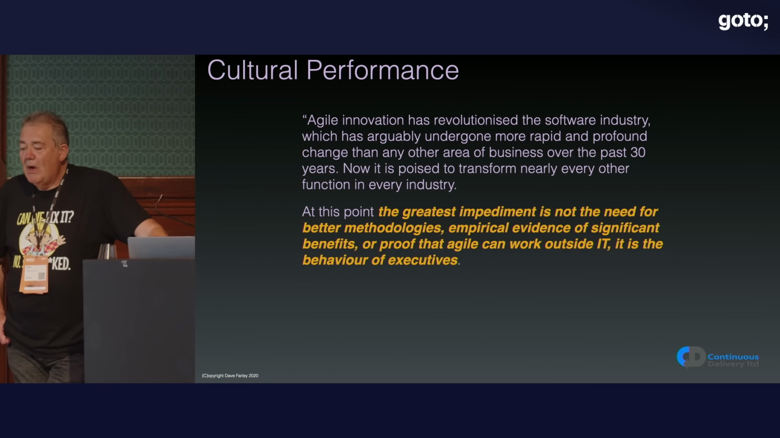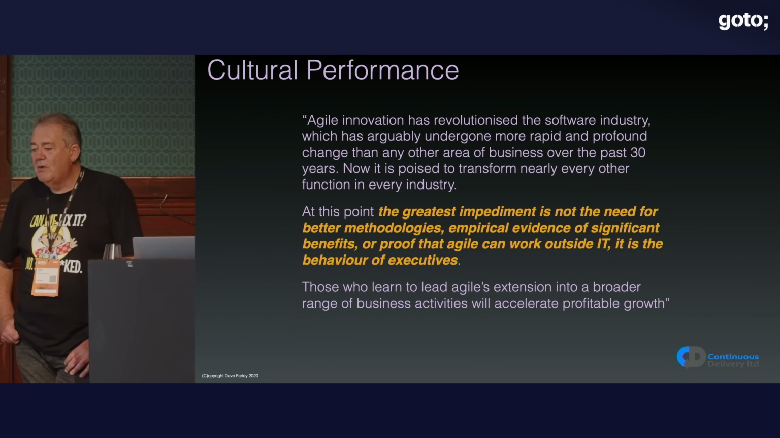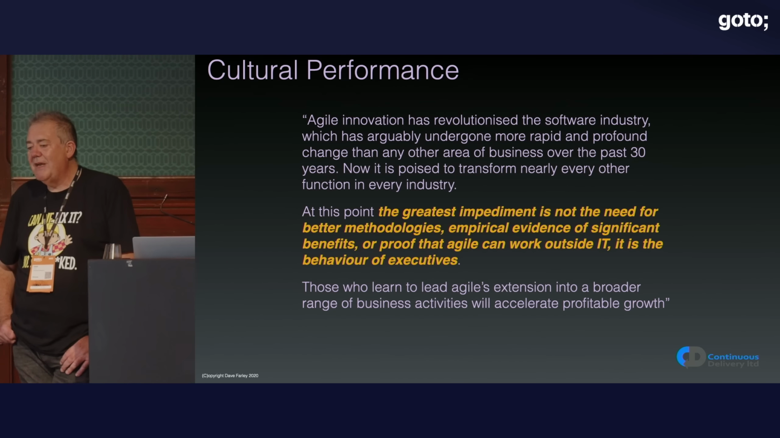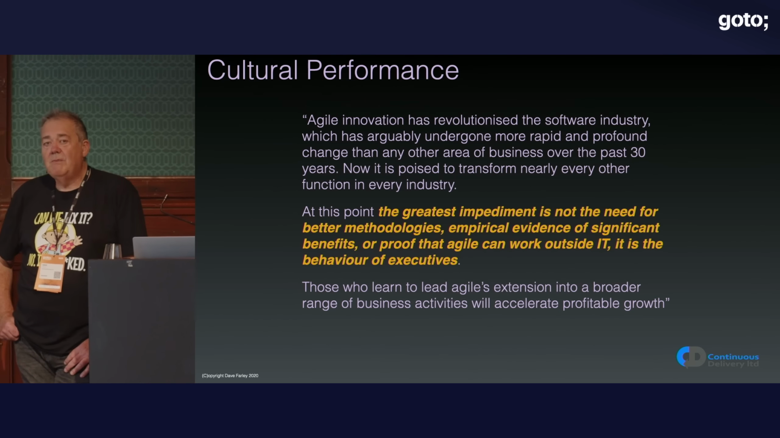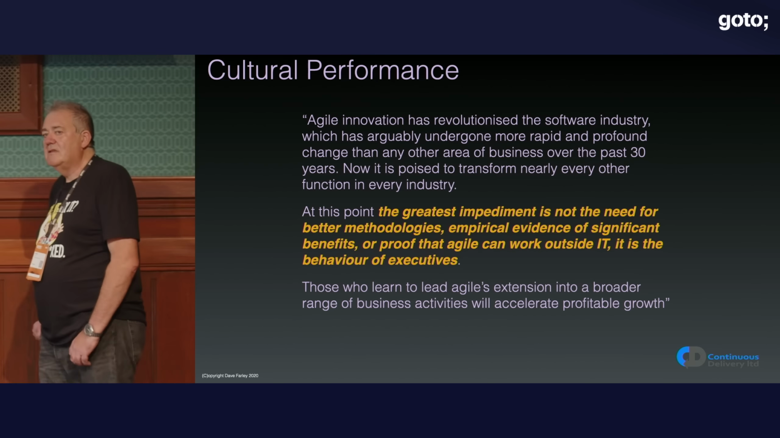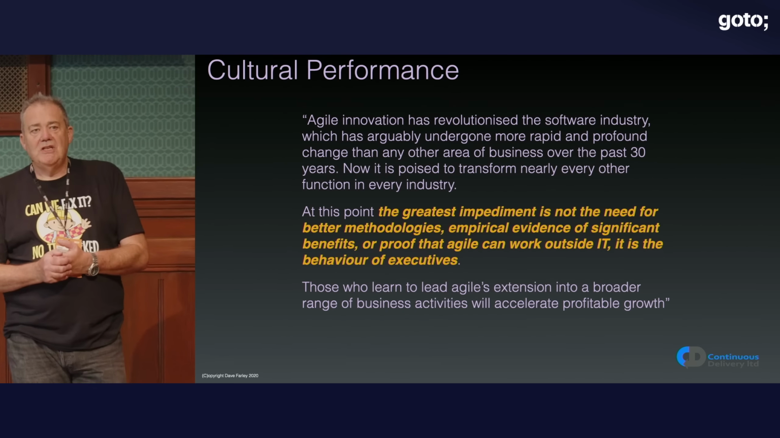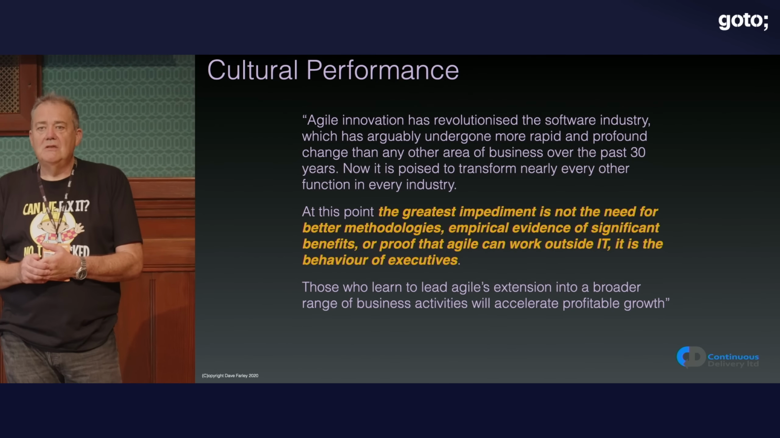This is a quote from the Harvard Business Review. Agile innovation has revolutionized the software industry, blah, blah, blah, blah. At this point, the greatest impediment is not the need for better methodologies, empirical evidence, or significant benefits, or proof that Agile can work outside of IT. It's the behavior of executives. This is a mindset change, and one of the things that we as a profession are doing is that we've been challenging traditional assumptions in organizations.